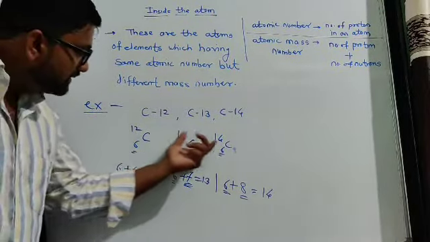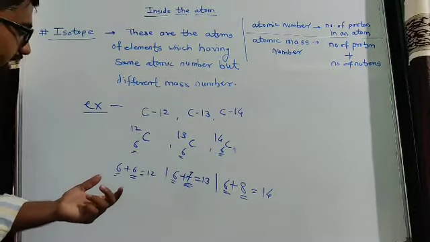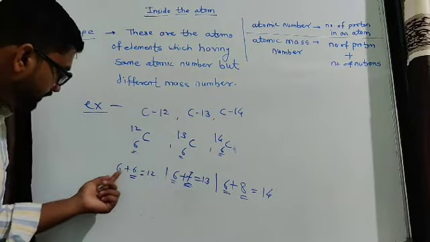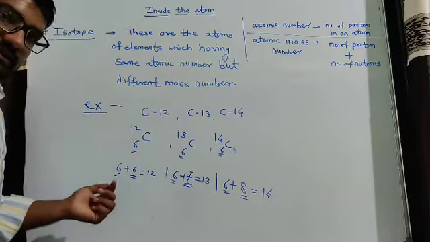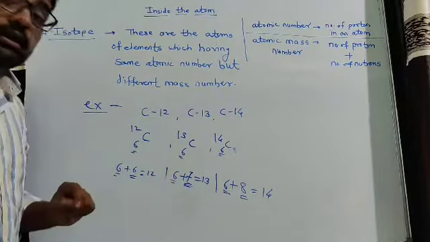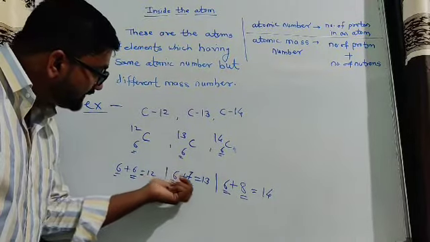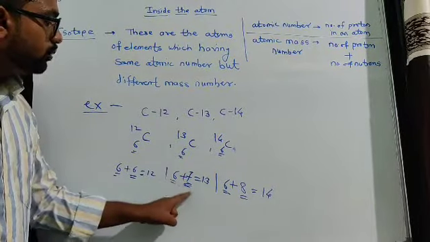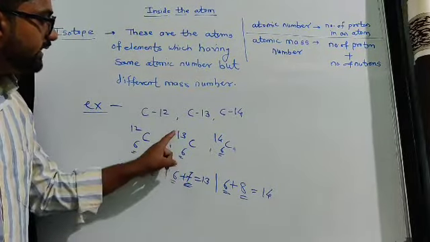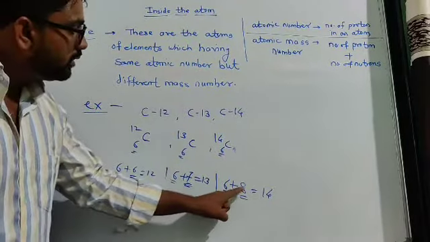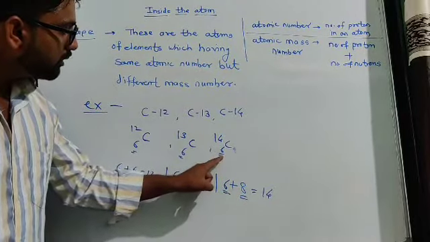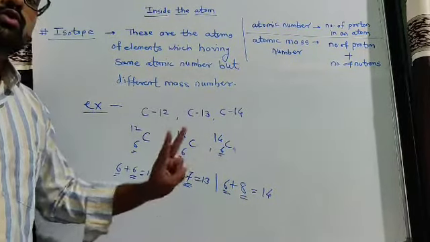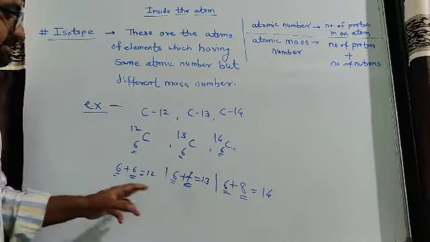Okay, this is one example, carbon. In carbon 12, the number of protons and neutrons are equal, 6 each. In carbon 13, the number of protons is 6 and the number of neutrons is 7, so one extra neutron is present in carbon 13. Also in carbon 14, the number of protons is 6 but the number of neutrons is 8. So here 2 neutrons are more than in carbon 12.